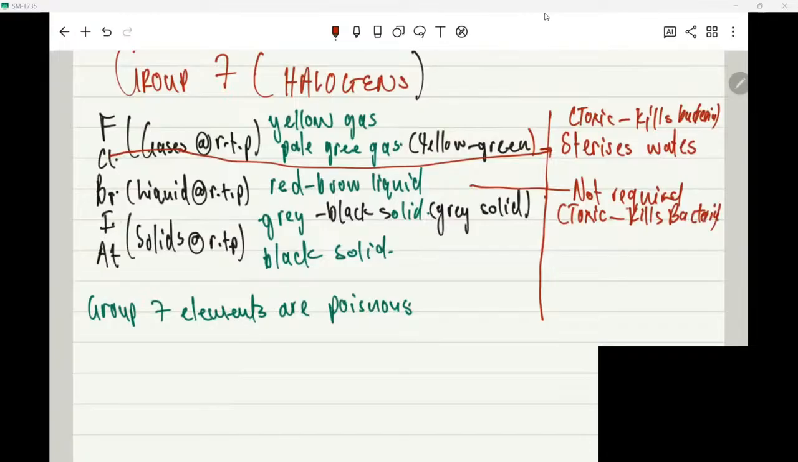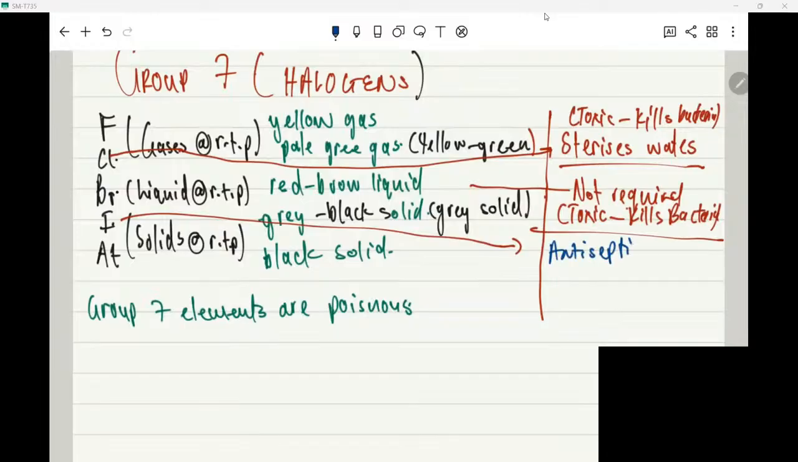And iodine, on the other hand, is toxic and it kills bacteria, and we actually use it in hospitals. So here, iodine is an antiseptic used during hospital procedures. Why? Because it is toxic and it kills bacteria. Okay? It is toxic and it kills bacteria.